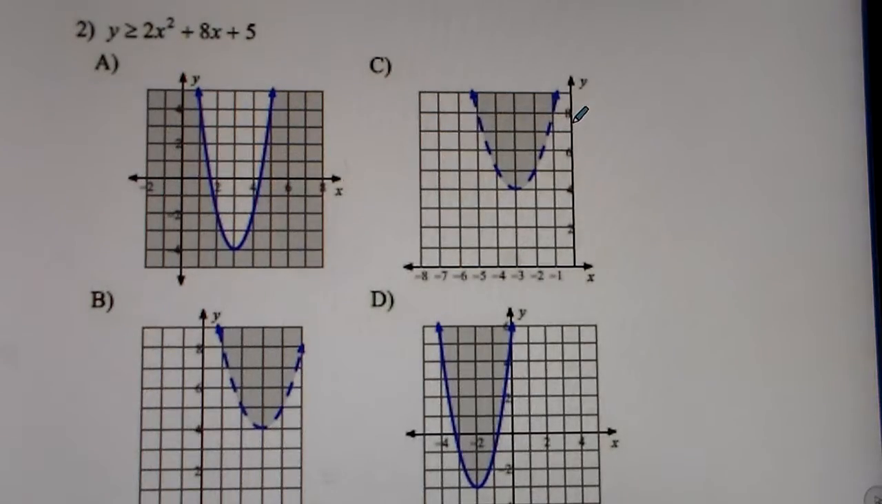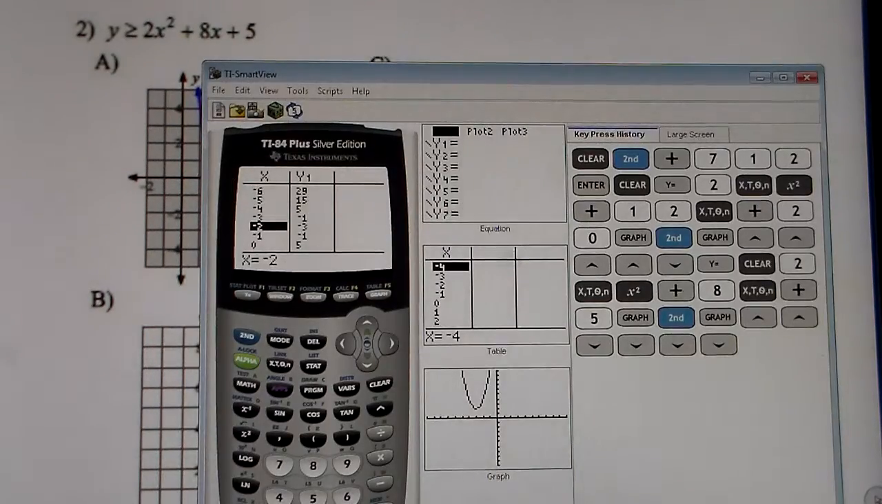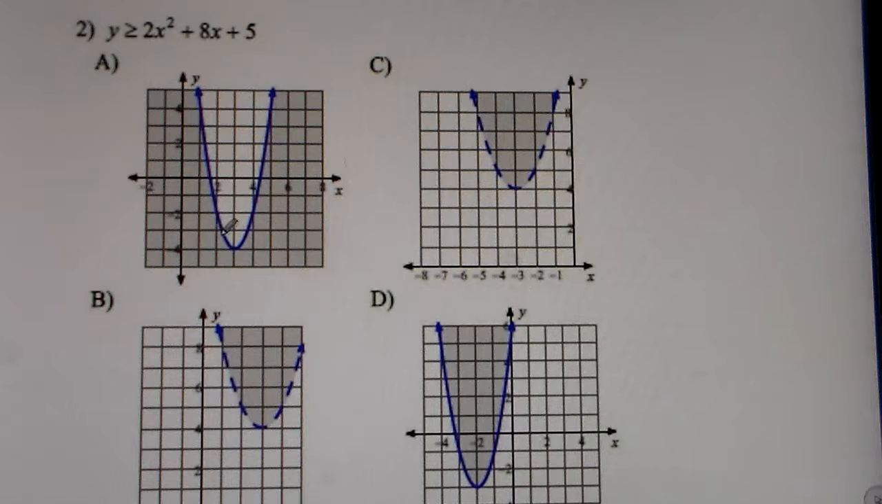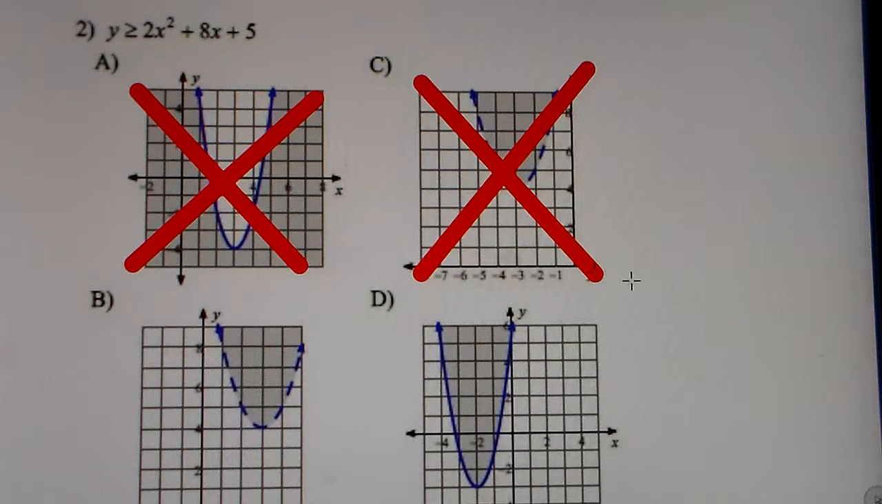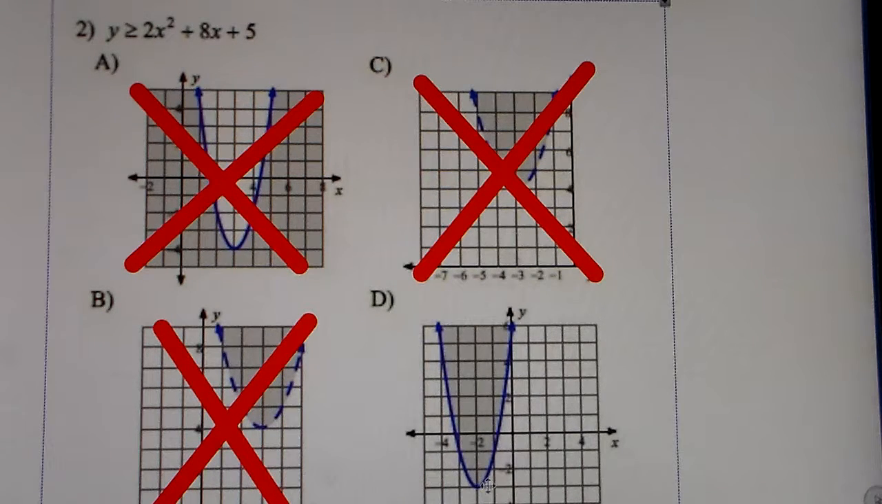So let's look at our options here of A, B, C, D. We have a vertex at -2, -3. So option A, we know is incorrect, because that's not -2, -3. Option C is incorrect, because the vertex is at -2, -3. Option B is incorrect, because the vertex isn't in the correct spot. But option D, the vertex is in the correct spot. So that's good.